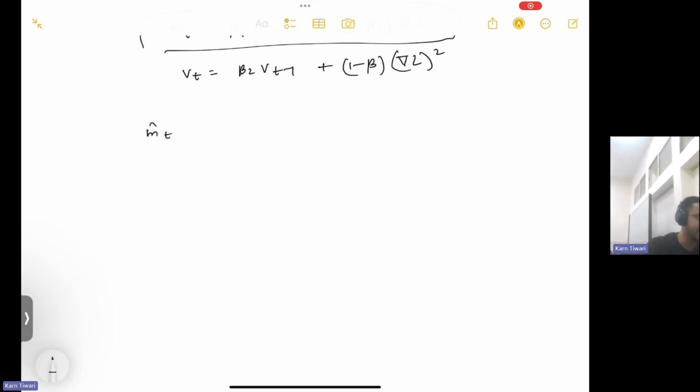Then we define m of t cap as m of t divided by 1 minus beta 1 to the power t, where beta is between 0 and 1. So as time t tends to infinity, this term goes to 0. V of t cap is equal to V of t divided by 1 minus beta 2 to the power t.